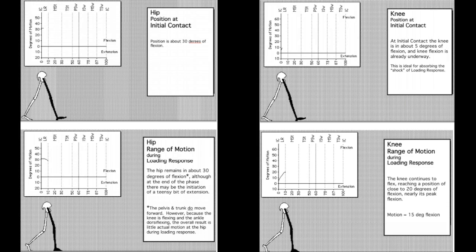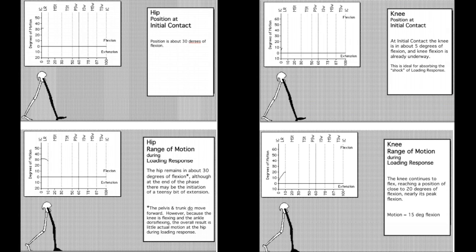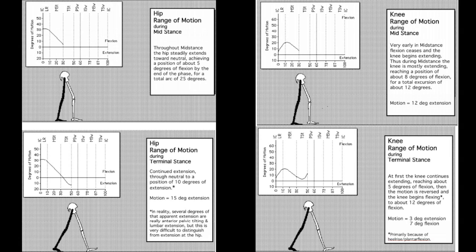During the initial contact of the stance phase, the hip is going through flexion at about 30 degrees. The knee is going through about 5 degrees of flexion. The next phase is the loading response, in which the hip is still in flexion at about 30 degrees, but may have a hint of extension at the end of this phase. The knee is going through flexion, still reaching about 20 degrees. The next phase within stance is mid-stance. The hip is extended almost to a neutral position. It moves for a total of about 25 degrees.